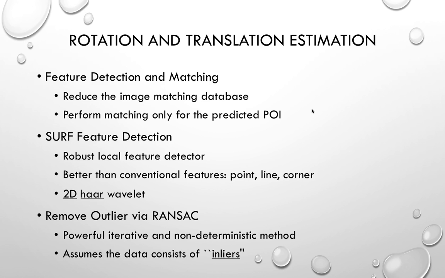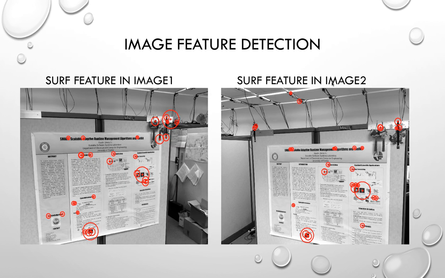But there are also lots of outliers. So we use the RANSAC algorithm to remove the outliers. RANSAC is a very powerful iterative, non-deterministic method for removing outliers. The basic recipe assumes that the data consists of inliers, and uses a model to predict the inliers. All the outliers do not fit the inliers, so using this model, we can mitigate the outliers.